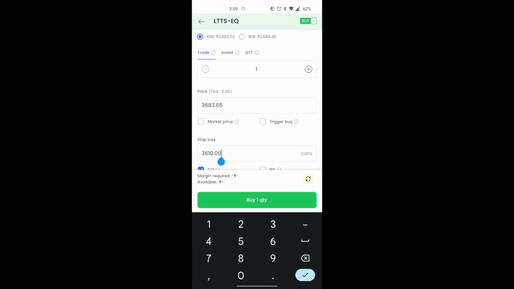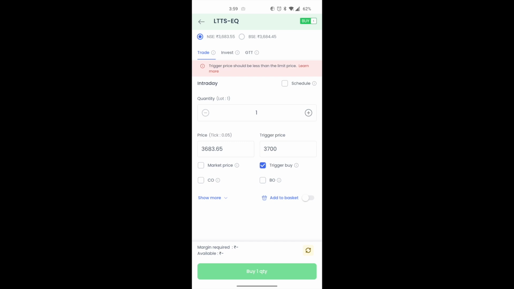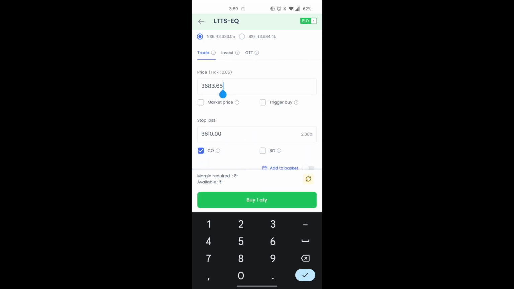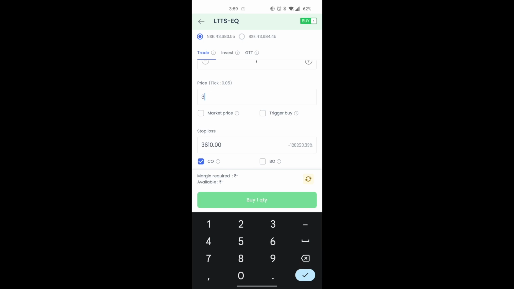If you want to place a trigger buy, let's assume you want to place it for, let's say, a cover order. In the cover order you want to place a trigger buy, automatically you can mention the price 3,700. Also you can keep the stop loss, let's say 3,650 rupees you can keep, which is nothing but 1.35% below this execution price, and for a BO order you can keep your target profit as well.